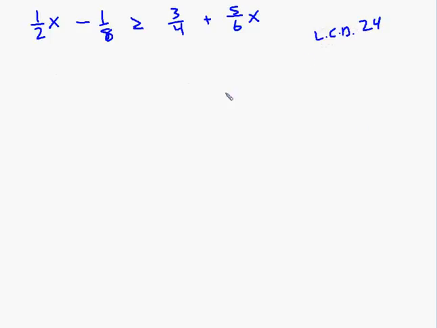Okay, next one. That's an H right there. So what do you think we need to do? You have to get the common denominator. The least common denominator is 24. Yes. So I multiply both sides by what? 4.